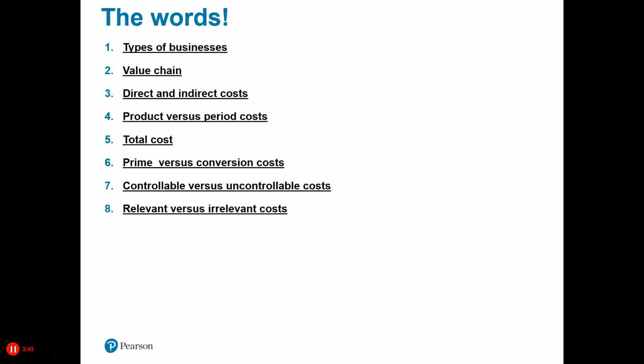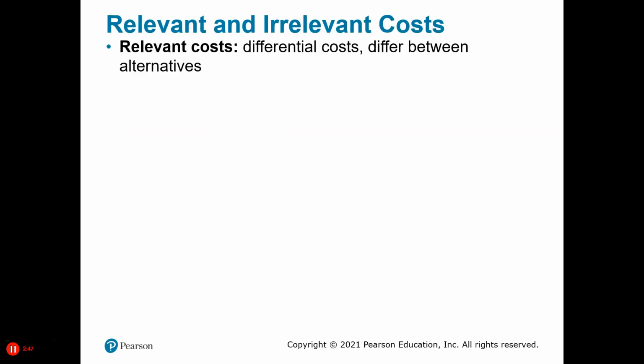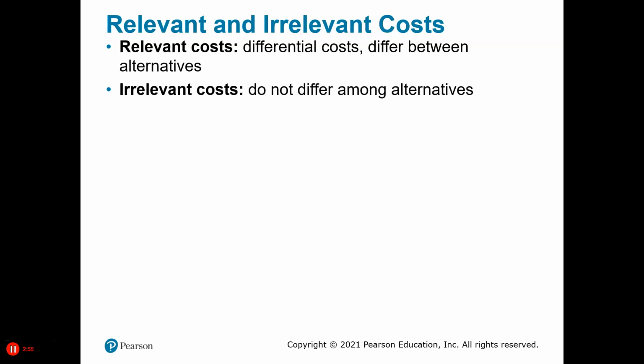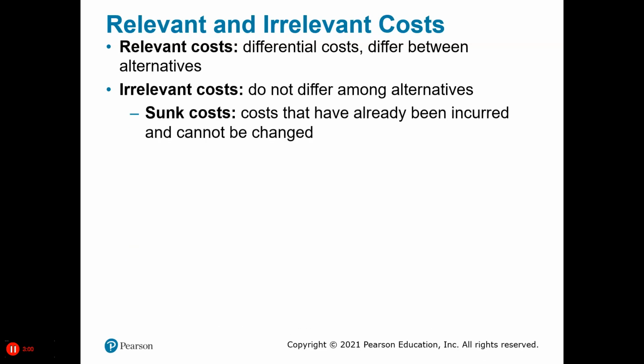Now let's look at relevant versus irrelevant. Relevant costs, or differential costs, are costs that change with the alternatives. These are the ones you're supposed to look at when you're trying to make a decision. Irrelevant costs do not differ among alternatives. And the most important one to ignore is what we call sunk costs. These are costs that have already occurred.